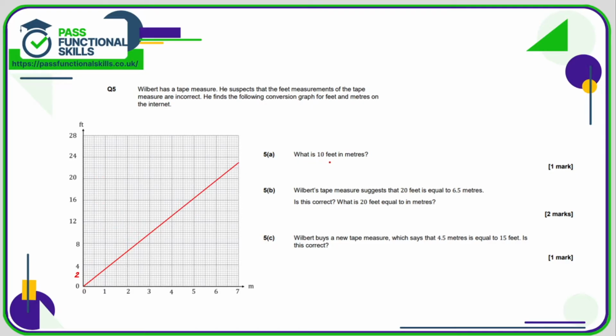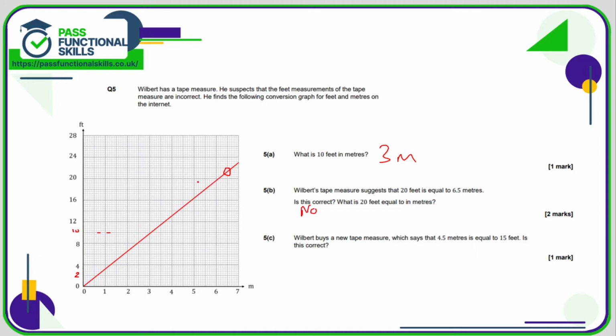So we want to convert 10 feet into metres, so 8, 12, so 10 is here. And if we just go across to the line and down, that corresponds to 3 metres. Wilbert's tape measure suggests that 20 feet is equal to 6.5 metres. So let's just take a look at that. Let's go to 6.5 metres. That looks like it's more than 20 feet to me, so no, it's not correct.